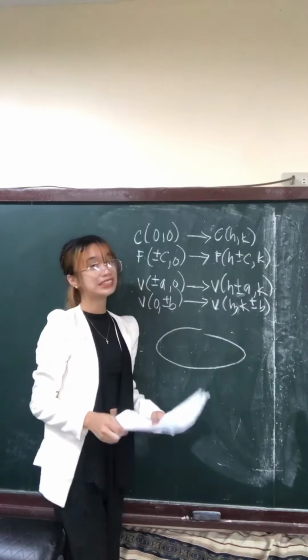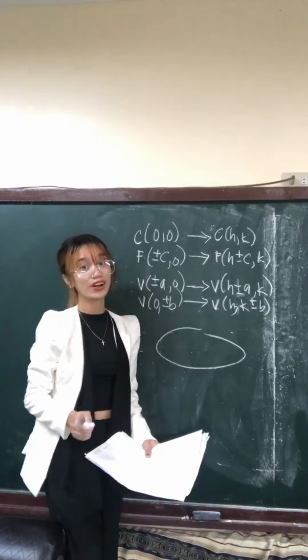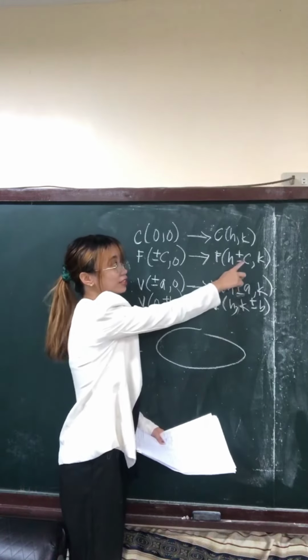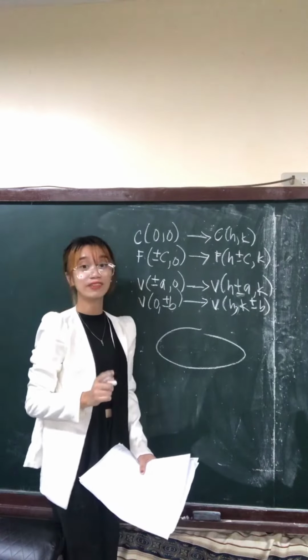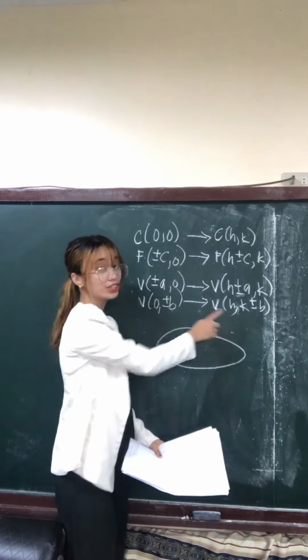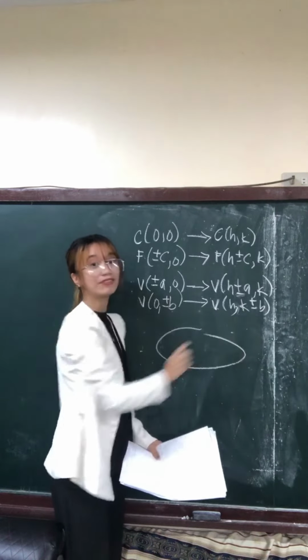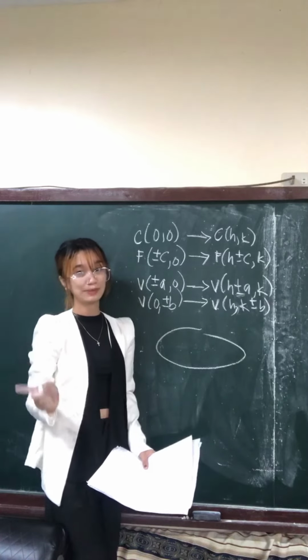So now, when the center is in the form of h and k, we have the coordinates for the foci of h positive and minus c, comma k. And for the major vertices, we have h positive and minus a, comma k. And for the minor vertices, we have h, comma k positive and minus b. And now we'll proceed to the vertical ellipses.